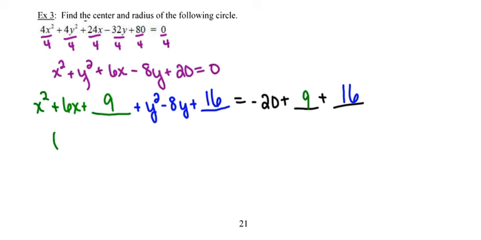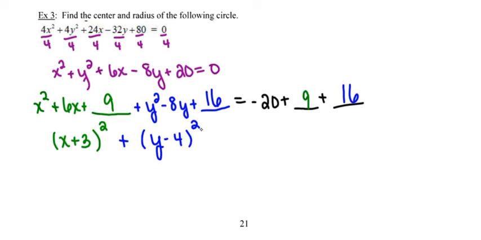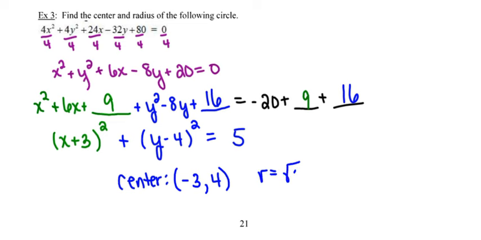Now I can go do my factoring here. This is going to be x plus 3 times x plus 3. Or in other words, x plus 3 quantity squared. For the y's, it'll end up being y minus 4 times y minus 4. Or in other words, y minus 4 quantity squared. And on the right-hand side here, I end up with 5. Making the coordinates of the center of the circle negative 3, 4. And since 5 is the square of the radius, the radius is going to be square root of 5.